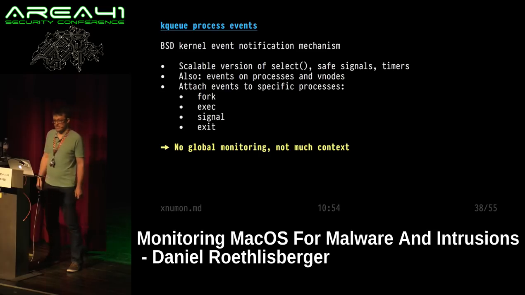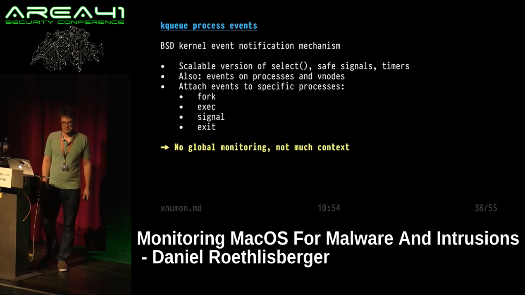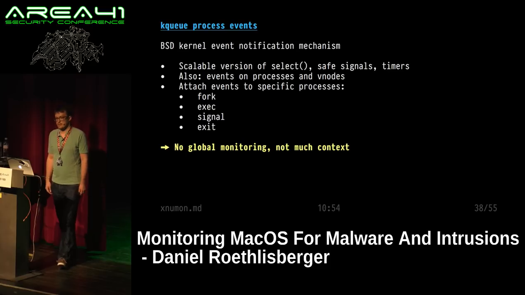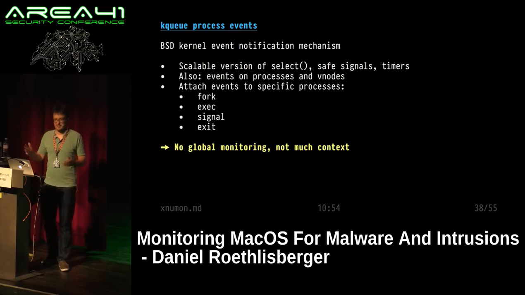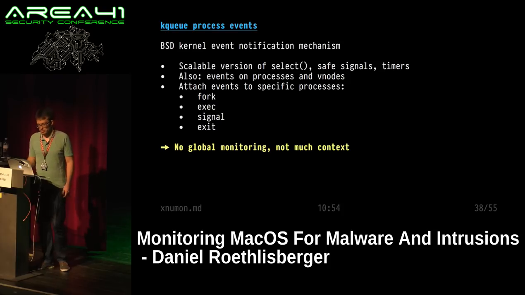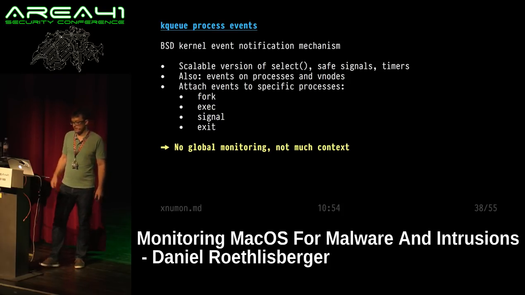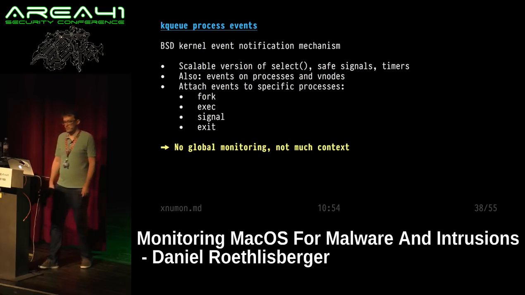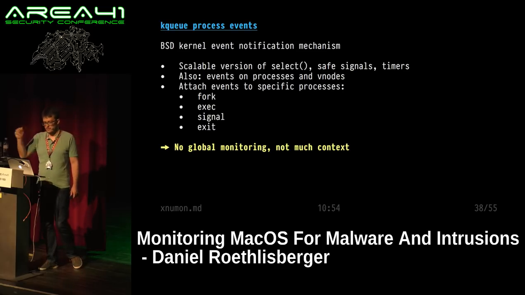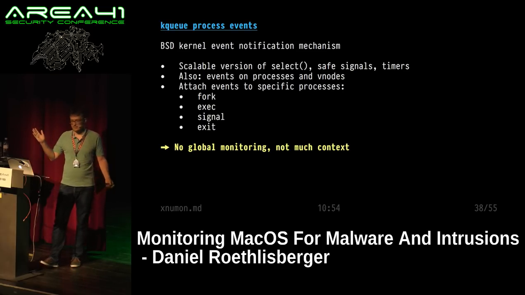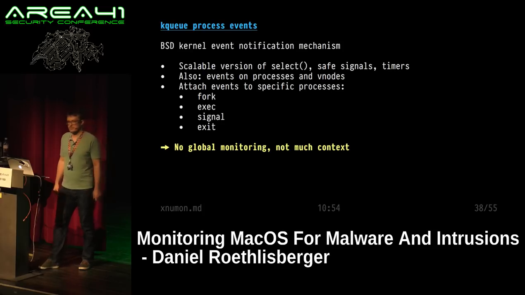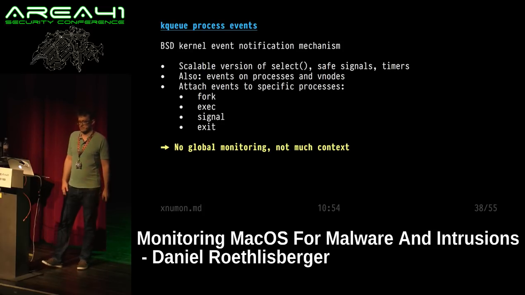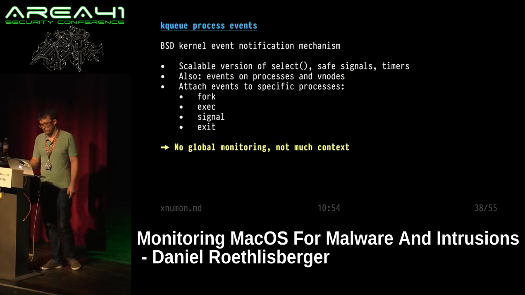So the search went on. We have KQ. That's an API that was primarily designed to replace Select, to be more scalable than Select, to scale network servers to thousands or tens of thousands of open sockets or open file descriptors at the time. But you can also use this facility to monitor processes and some other things, like vNodes. You can attach to a specific process. Say, I want to be notified when this PID does a fork, exec, signal, or exit. The problem is there's almost no context. You don't get any information. You just know that this happened, but you don't have information on it. So not so cool.